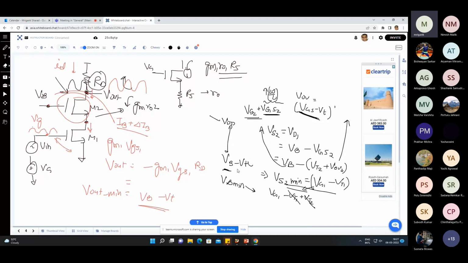So from the swing point of view also there is no benefit. Gain point of view also there is no benefit. And what else did we see? Output impedance also there is no benefit. Then why are we using this? Maybe bandwidth. What is the issue with bandwidth?